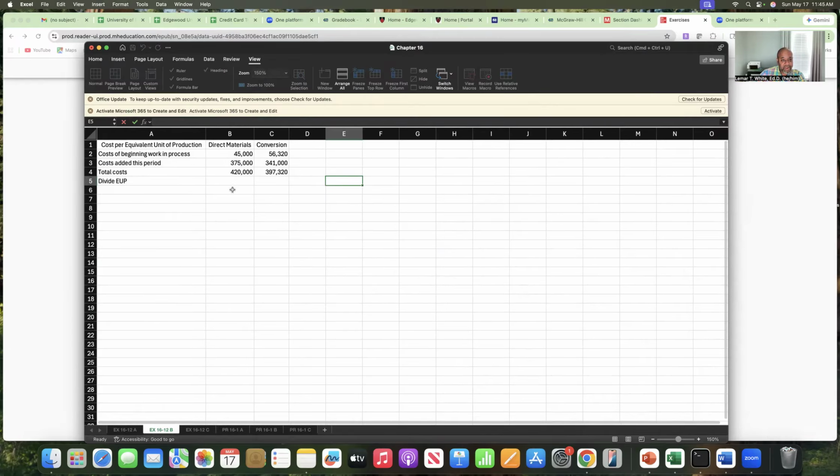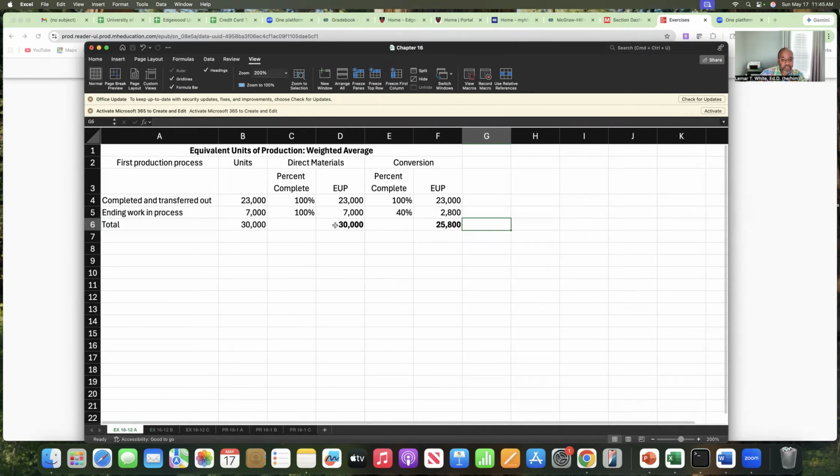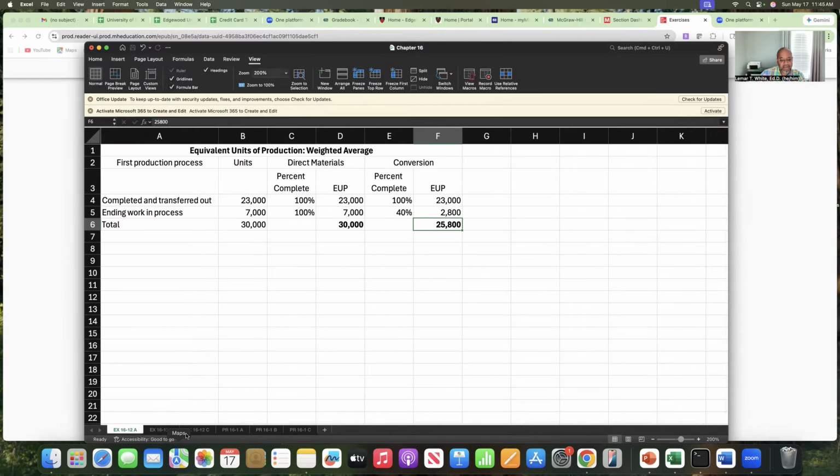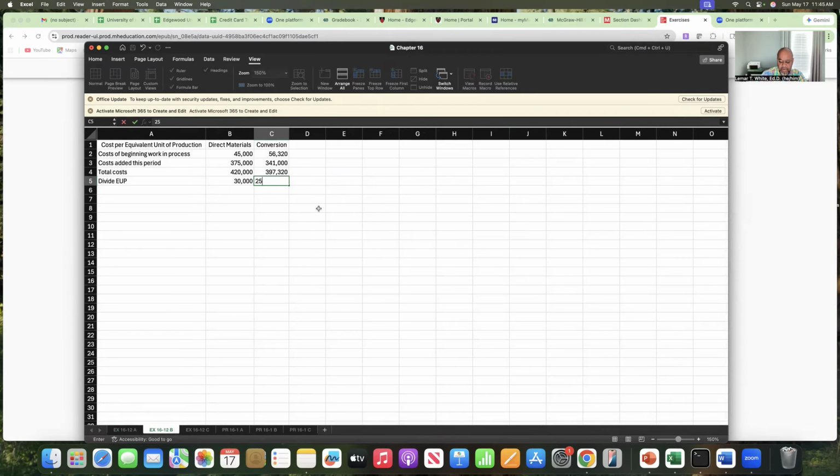Now I'm going to divide this by my equivalent units of production, which I calculated in part A. So part A, for direct materials, my equivalent units were 30,000. So I'm going to put 30,000 here. And for conversion costs, I calculated 25,800. So I'm going to put 25,800 here. All right. And when I divide these numbers, so equals this divided by this number, I should get $14. And then this divided by this number, I should get $15.40. And that is part B.